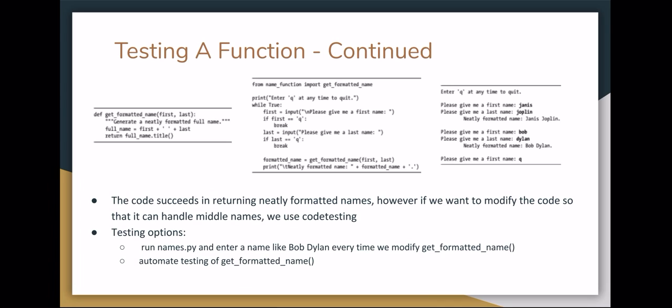But if we ever want to modify the code so that it can handle middle names, for example, we can use code testing. Some testing options would be to run names.py, and then enter a name like Bob Dylan or Janis Joplin every time we modify getFormattedName. But that's very tedious. So a more efficient and reliable way of testing would be to automate testing of getFormattedName, the function.